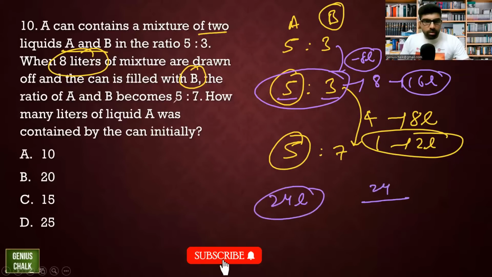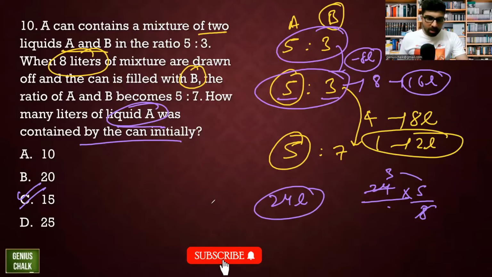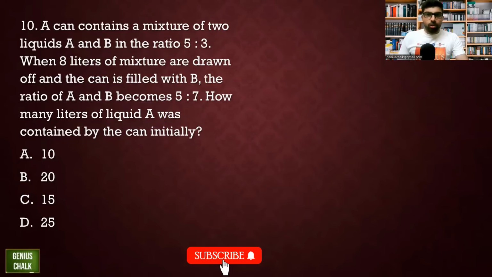In 24 liters, it's saying liquid A initially, so the ratio was 5:3. So the total is 5/8. 8 3s are 24, 5 times 3 is 15. So 15 liters is the quantity of A in the liquid initially. This is the method we have already done. So let's solve this question using the second approach, that is the mixture alligation method. Mixture we have done by ratio. So if you focus on alligation, you know the ratio will remain the same.